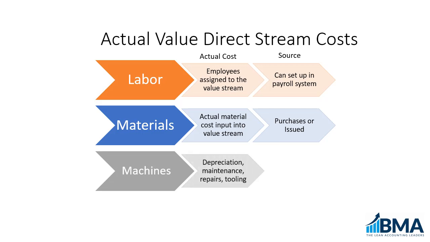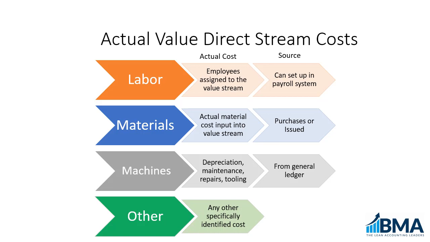Machines. Depreciation, maintenance, repairs, tooling. All that information is in the general ledger. You also have fixed asset records, and you can look at those fixed asset records and understand what value stream those fixed assets are in. And then from there, it's just a matter of finding out which expenses need to be assigned to which value stream.